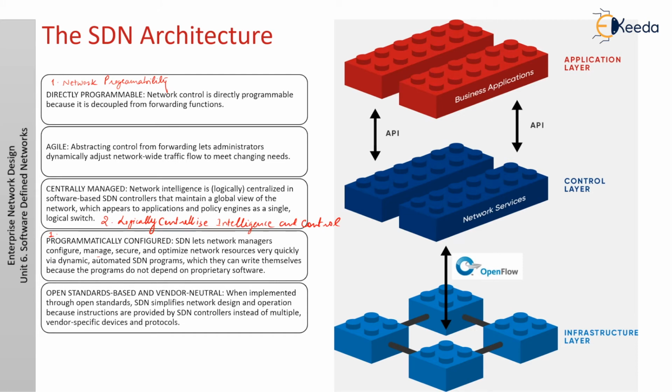Then come to abstraction of the network. So this is agile. Okay, so this is third. Abstracting control from forwarding lets administrator dynamically adjust network-wide traffic flow to meet changing needs. So the services and application running on the SDN technology are abstracted from underlying technologies and hardware that provides physical connectivity from network control. Applications will interact with the network through APIs.